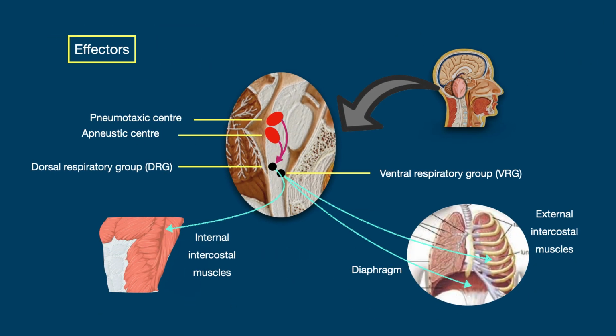The chemoreceptors are the sensors for blood pH. The medulla and pons form the integrating center, and the respiratory muscles are the effector.